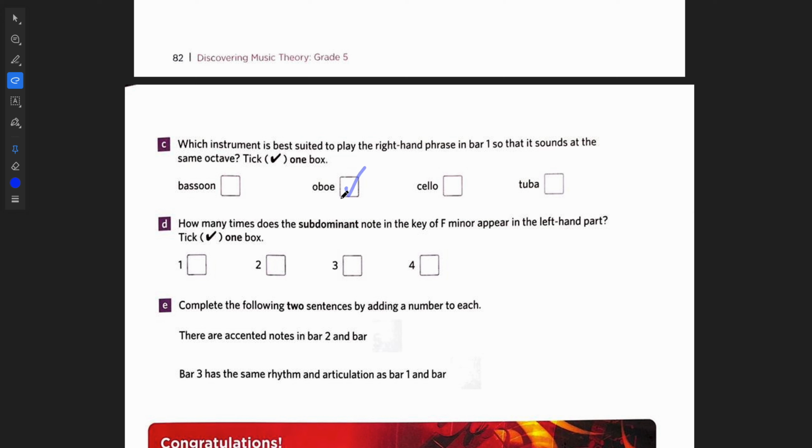How many times subnote? It's 3 times. They're accented notes in bar 2 and bar 4. Same rhythm bar 3 as bar 5. So that is part 2, and music and context.